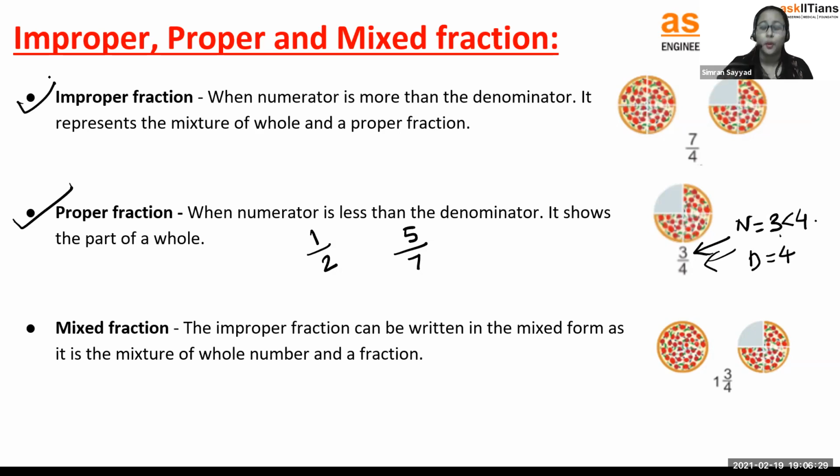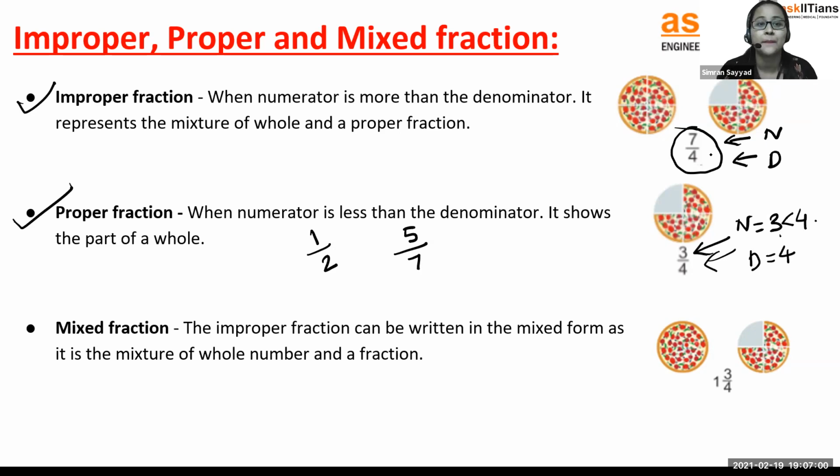Proper में क्या था? Numerator छोटा था. अभी improper में क्या हो गया? Numerator बड़ा हो गया. यहाँ पे आप देख सकते हो, what is the fraction over here? It is 7 by 4. So what is 7 over here? 7 is my numerator. 4 is my denominator. Yes, of course, my numerator is greater than the denominator. So what will be here? Yes, it will be an improper fraction. Why? Because the numerator is greater than the denominator.